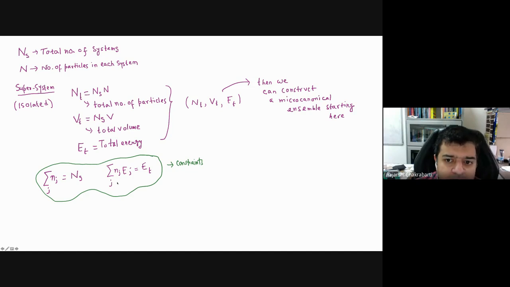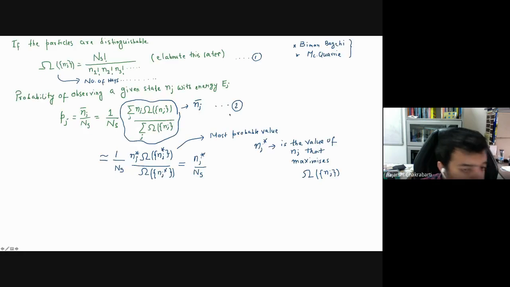So I can think of a system which has N number of particles or molecules, Vt is the volume and Et is the energy. And then we can construct a microcanonical ensemble starting here with this description, isn't it? And there we use the equal a priori postulate. So I said that if I have distinguishable objects, you have Ns number of systems, and the systems are distinguishable, and you can cluster them into n1, n2, n3, and many ways you can do this. So this is the number of ways you can do this, given by this expression.